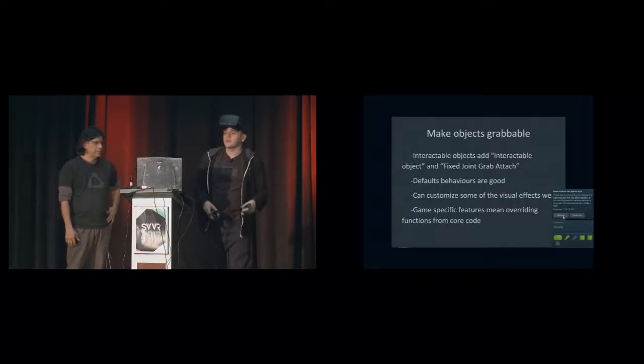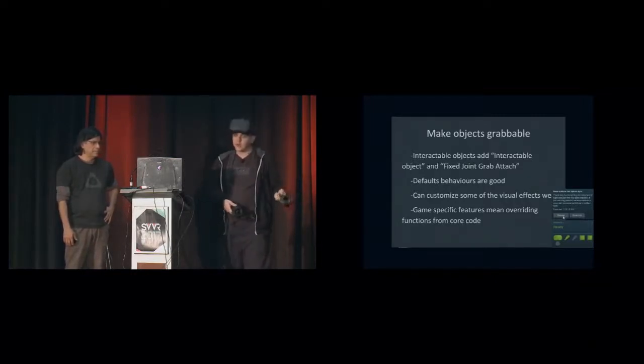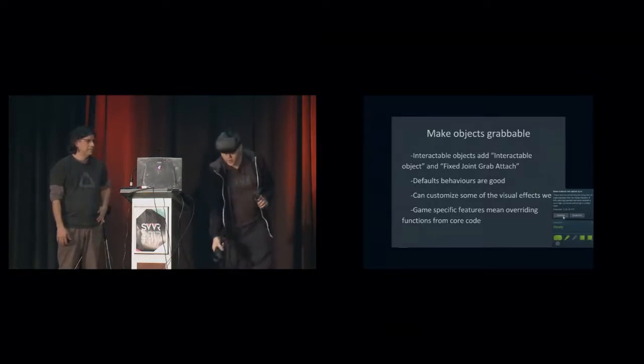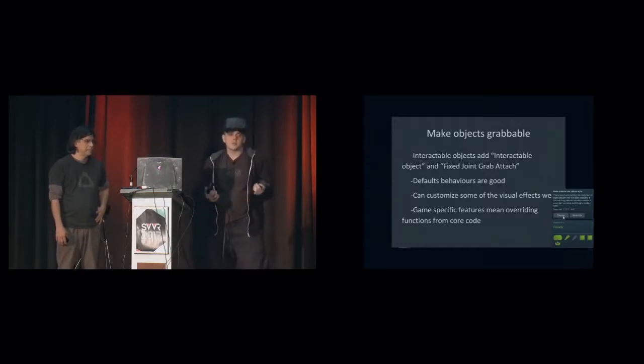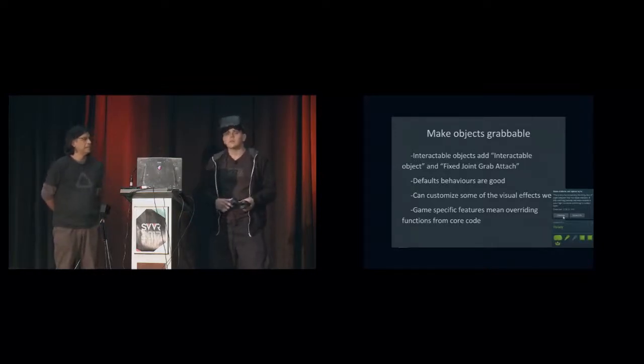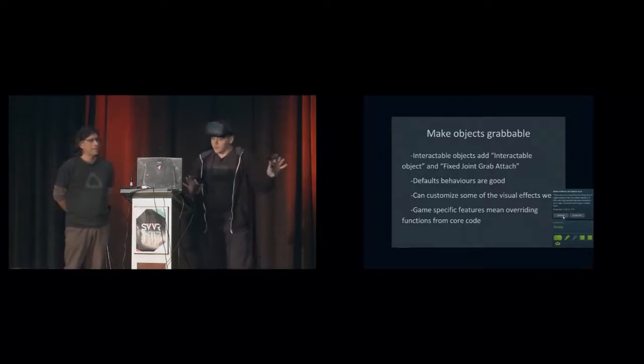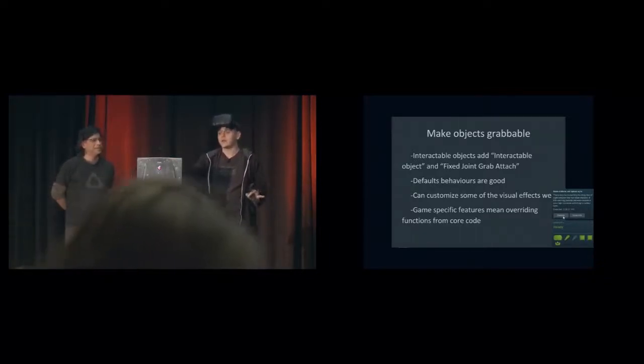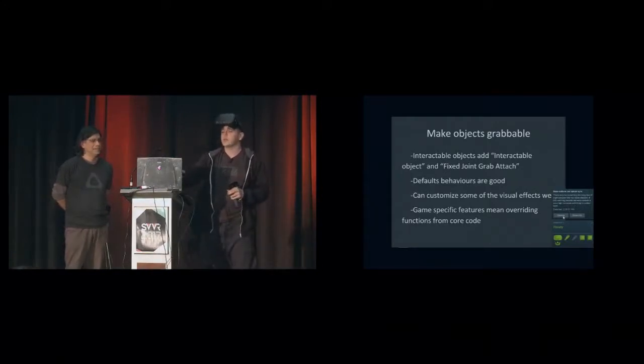To grab objects, you add an interactable object to something with a collider, so that you can grab it in a way that you expect. You add the fixed joint grab attach, which is one of the more common ways of doing things. Kinematic movement in VR doesn't quite feel right, and this is an approximation of something that feels a little bit better. That's a whole talk in itself, but it's much more nuanced as you start to get into it.